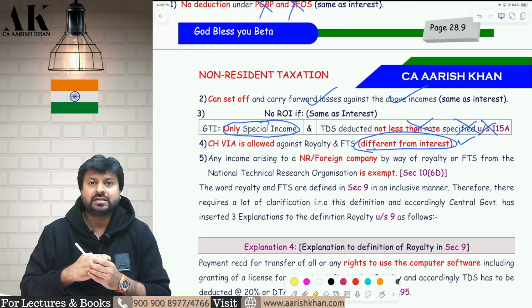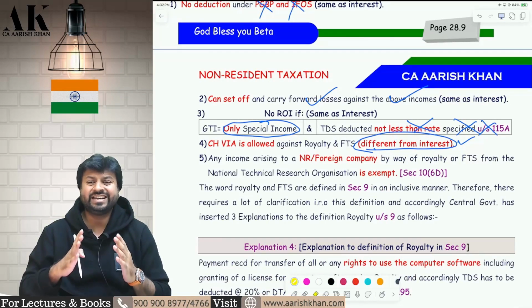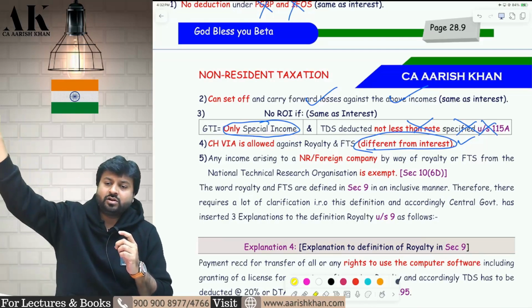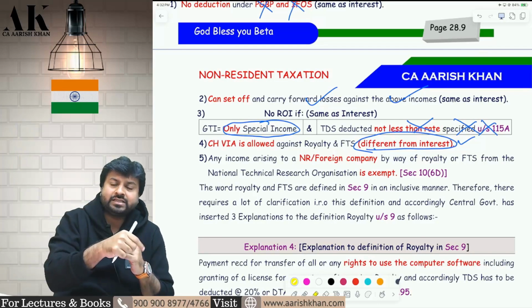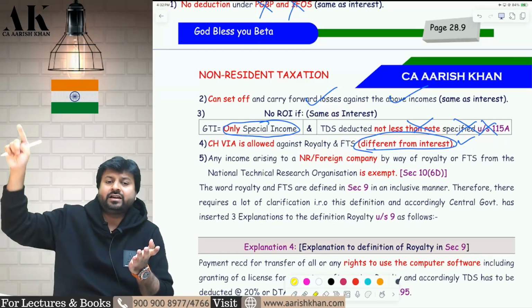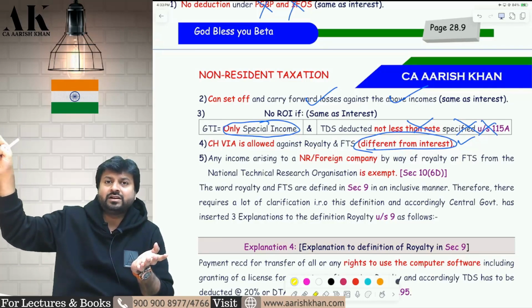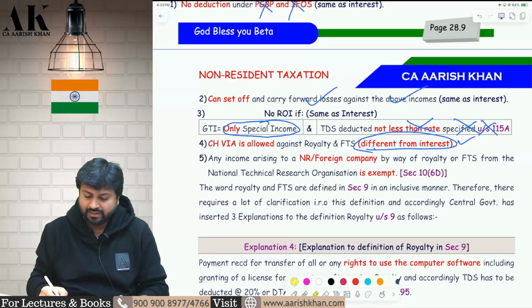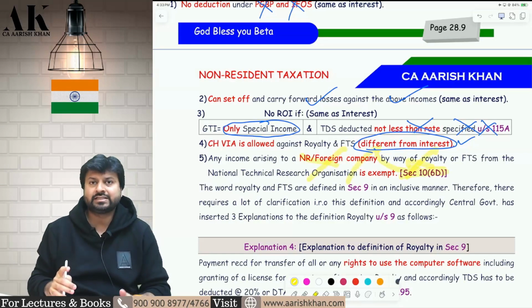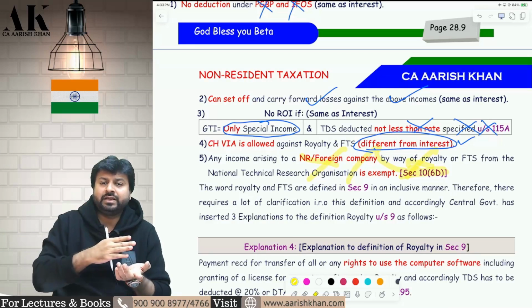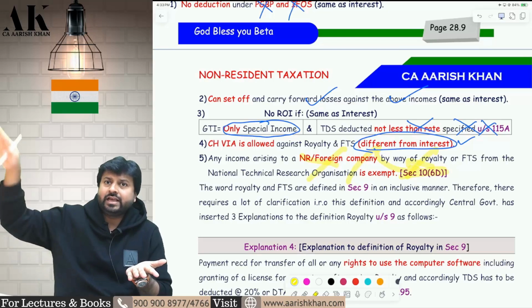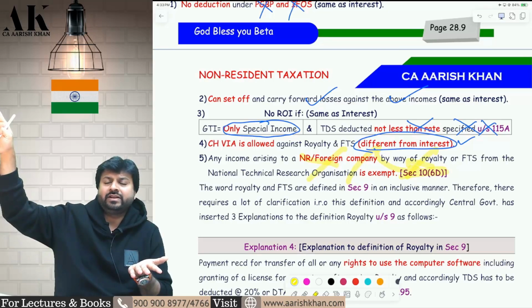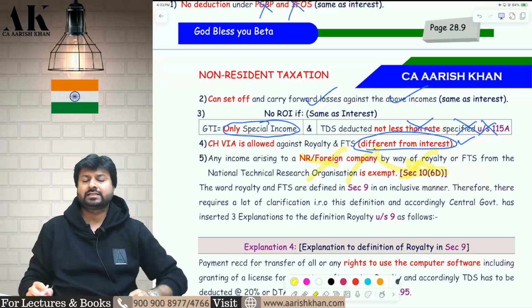And last but not least, suppose there is an organization by the name of National Technical Research Organization in India, and there is a non-resident foreign company sitting outside India. Now that National Technical Research Organization is availing services from the non-resident foreign company, and in return the Indian government is paying them money in the form of interest and in the form of royalty and FTS. Whether that will be taxable: that is exempt under the income tax law under section 10(6D). So who is providing services? The non-resident foreign company. Who is availing services? The Indian government in the form of the National Technical Research Organization, NTRO. They are taking the payment of FTS and royalty to the non-resident. Then that is exempt under the income tax law.